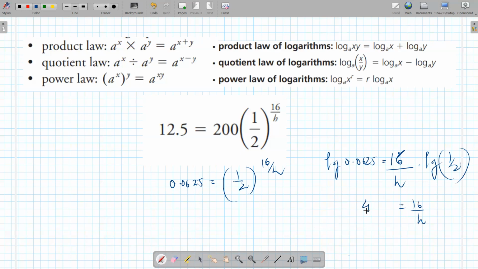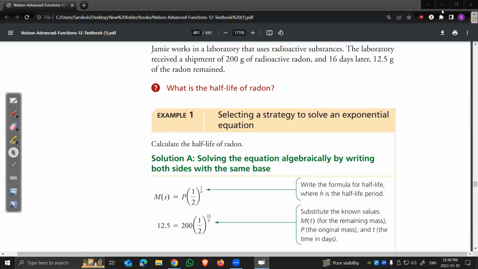How do we solve this for h? You multiply by h. And then you divide by 4. So h is 4. The half-life of whatever this is, 4 years or whatever.